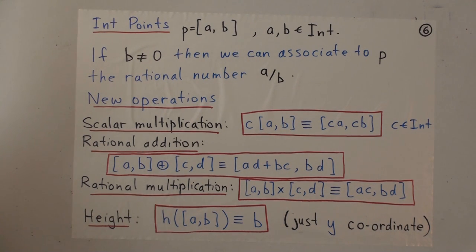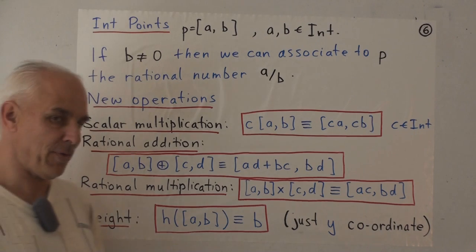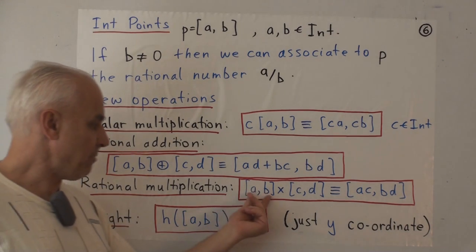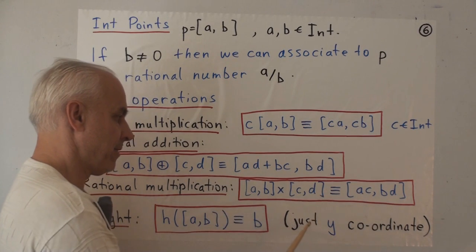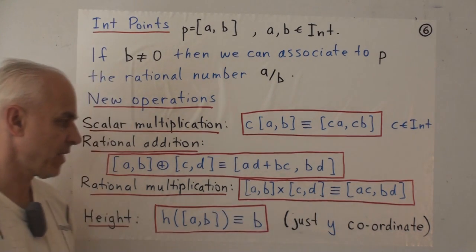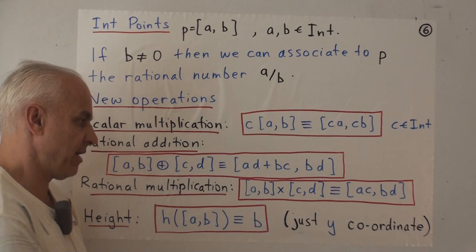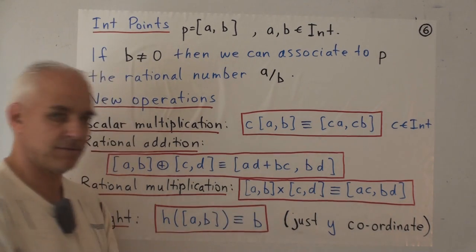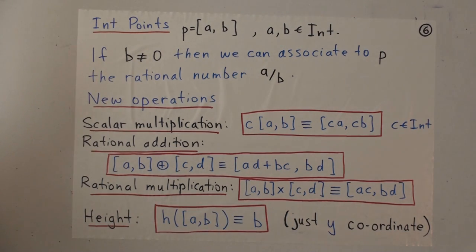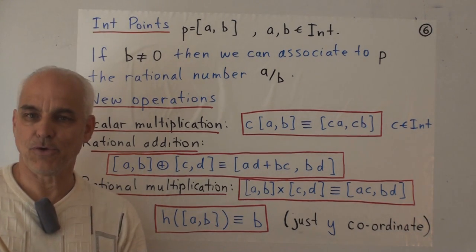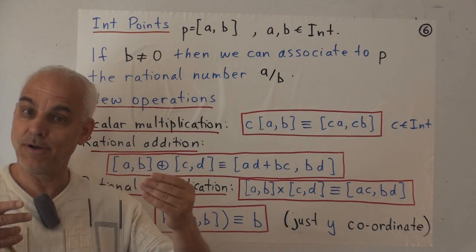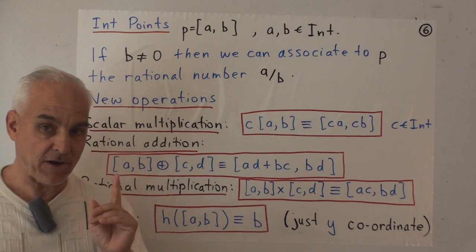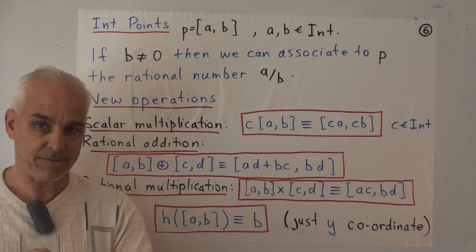Rational multiplication is even easier. It corresponds also to the way we multiply fractions. So (a, b) times (c, d) is by definition (ac, bd). We multiply the two first entries, we multiply the two second entries. So these are just transcribing the usual notions of addition and multiplication of fractions to this related but different scenario of integral vectors in the plane.